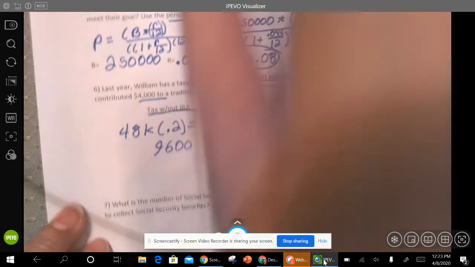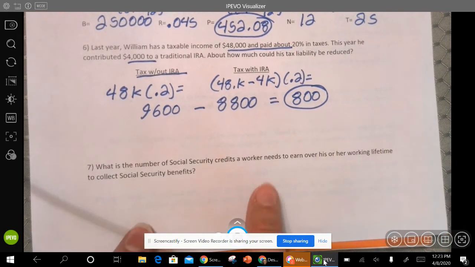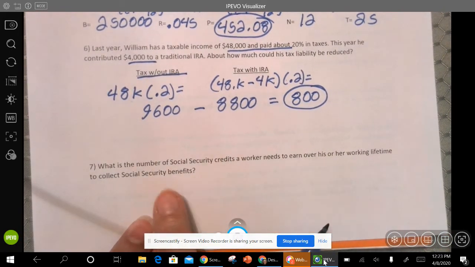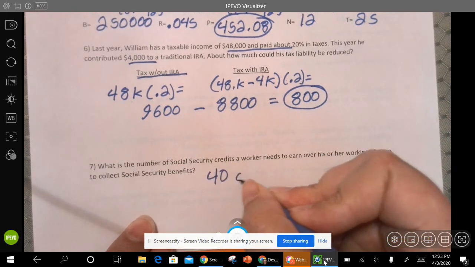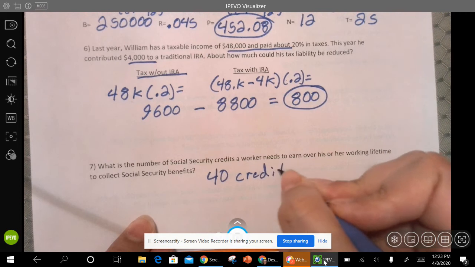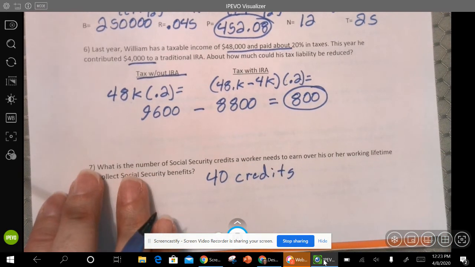Okay, so this one. What's the number of Social Security credits a worker needs to earn over his or her working lifetime to collect Social Security? So that is 40. You have to earn 40 credits to qualify for Social Security.